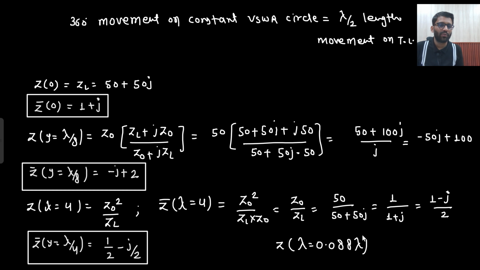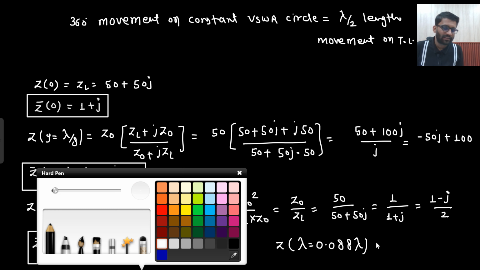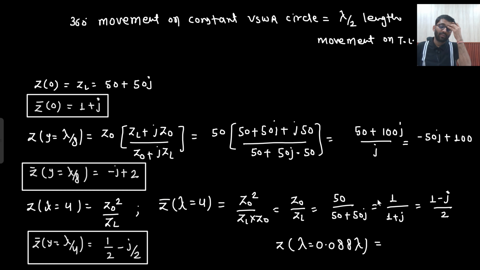What are you going to do? You are going to apply that formula. Which formula? Z0 into ZL plus j Z0 tan beta L. That formula you will apply. And you will find that this comes out to be purely resistive. And what will be its value? Its value will be Z0 into VSWR. You will calculate it and find that this value is Z0 into VSWR. Why is it happening? What do you think?